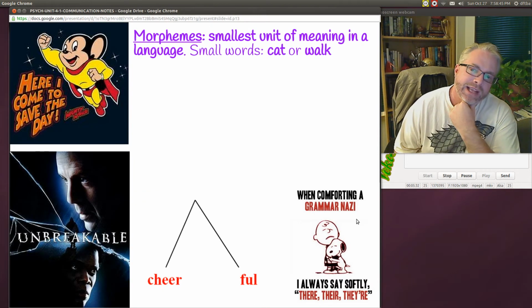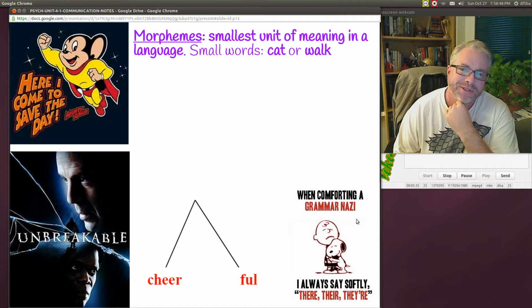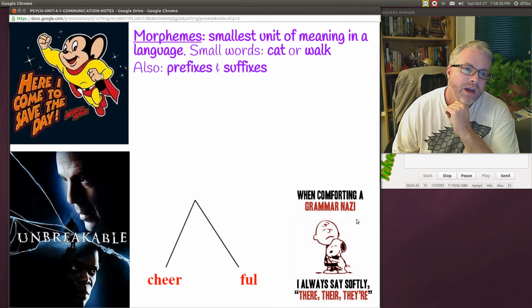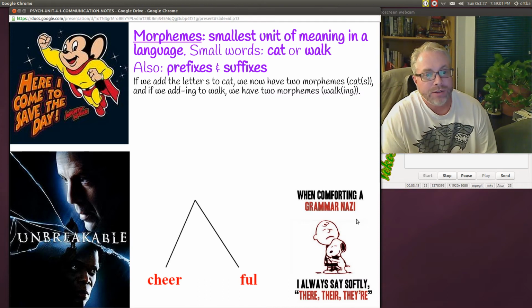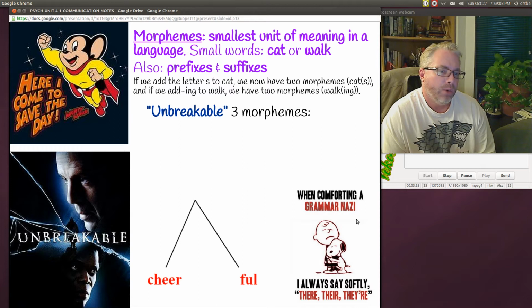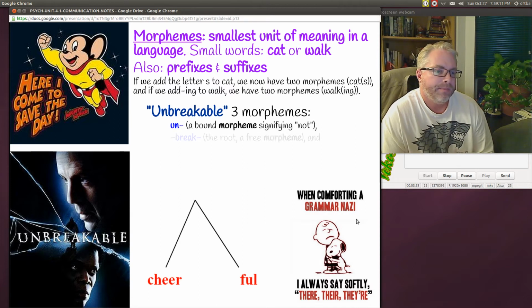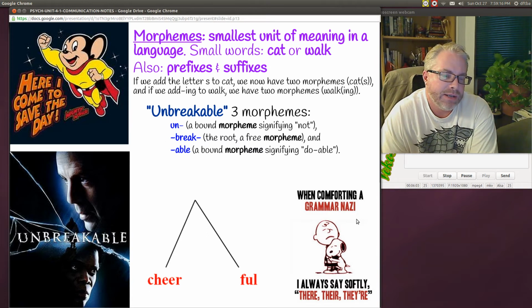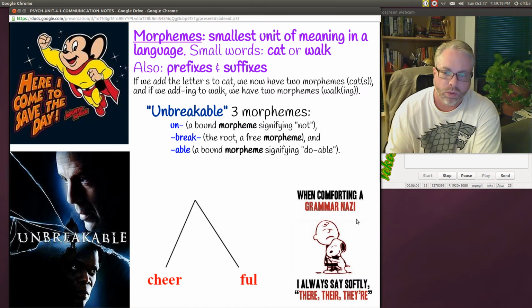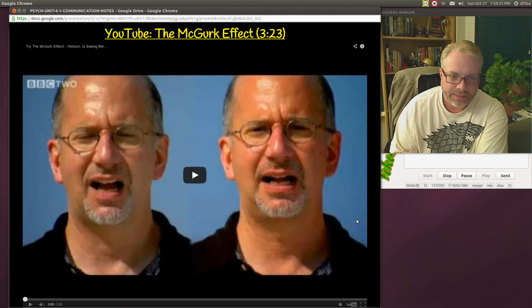Here we come to save the day. It's the mighty morphemes, or mighty mouse, I'm not sure, but they're the smallest unit of meaning, like we mentioned, cat and walk. Also prefixes and suffixes. So if we add the letter S to cat, we now have 2 morphemes, cat and S. If we add ing to walk, we have 2 morphemes, walk and ing. Unbreakable is 3 morphemes: un, break, able. And what this does is it pulls together the little parts of the words and the language that we speak, and hopefully that's helpful.